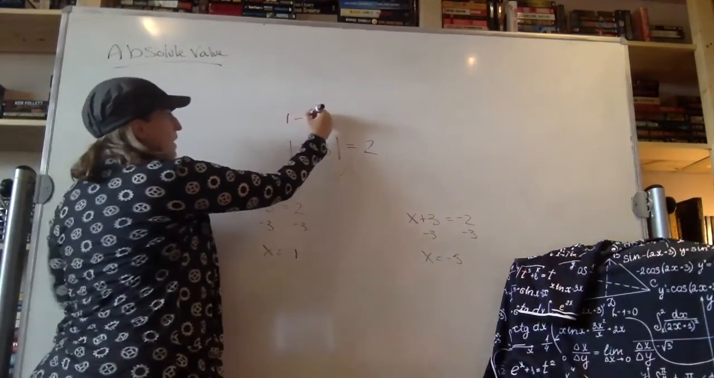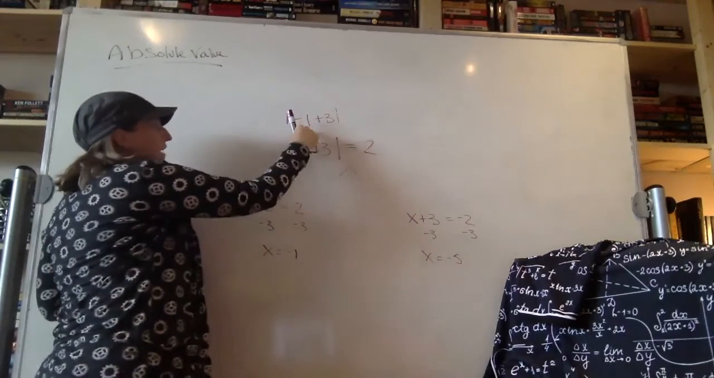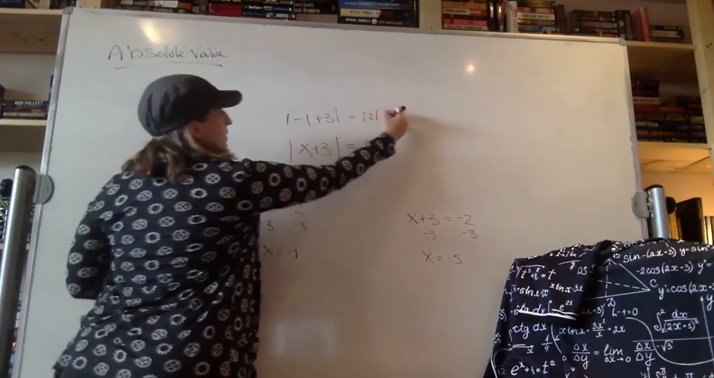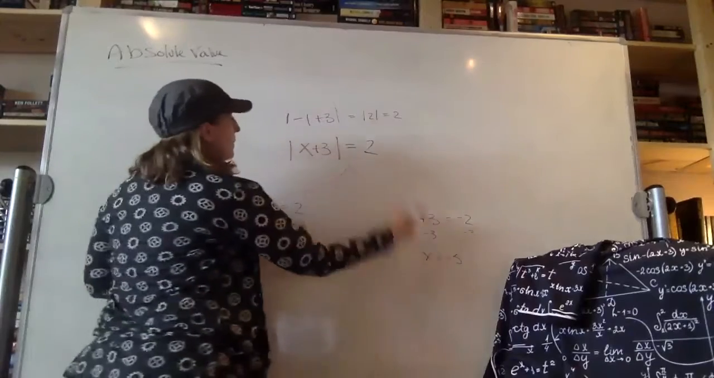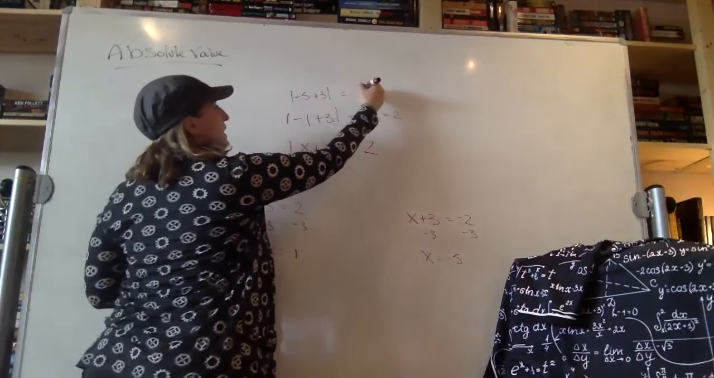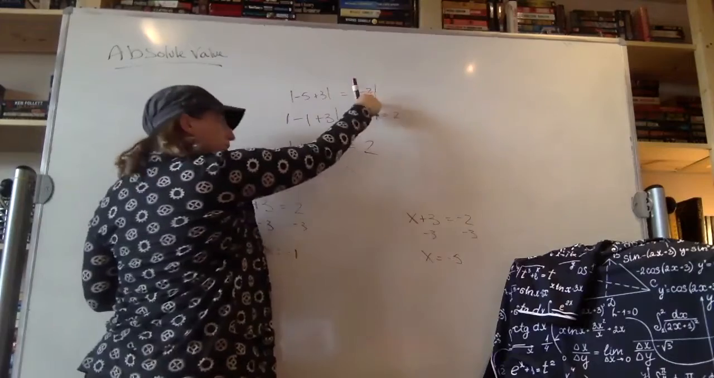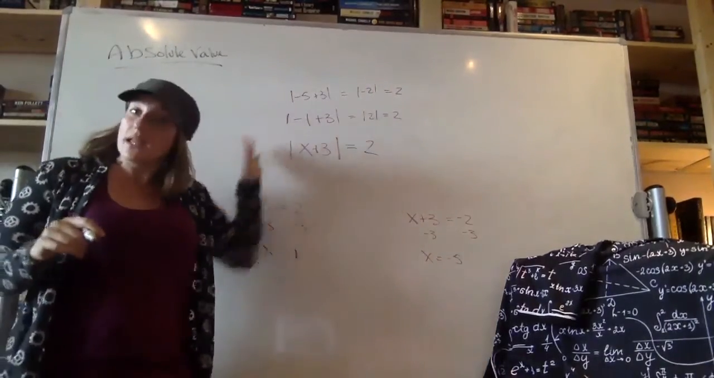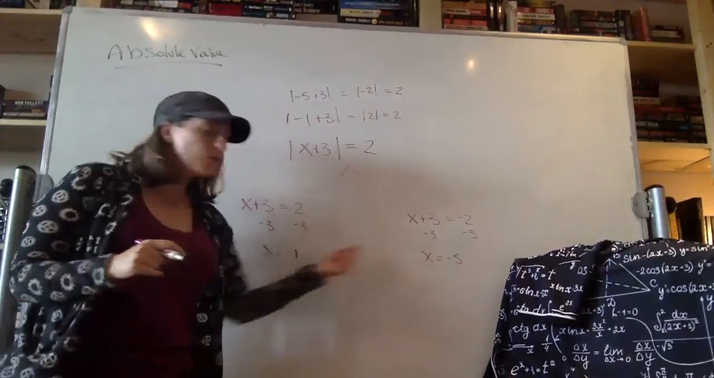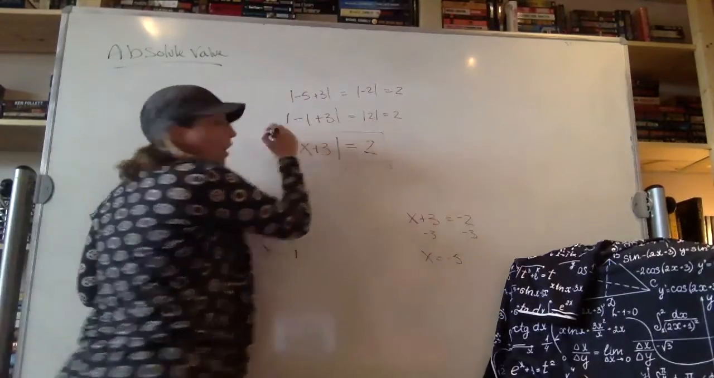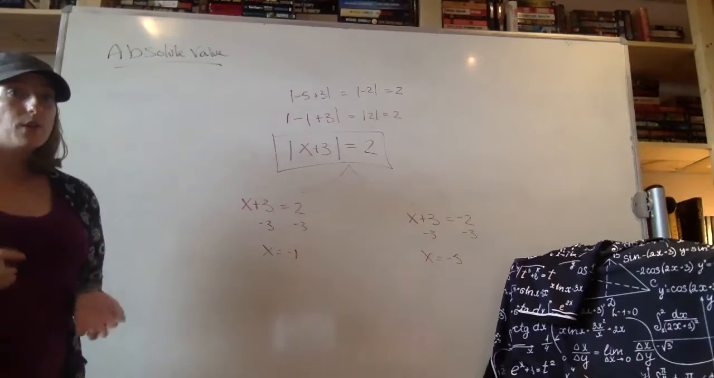If I put -1 in for x, -1 plus 3 is 2, so I'll have the absolute value of 2, but that's just 2. Or if I put in -5, I'll have -5 plus 3, which is -2, but the absolute value of -2 is 2. So by writing two equations, we can get rid of the absolute value and give us two separate equations to solve, each of which satisfy our original absolute value equation.